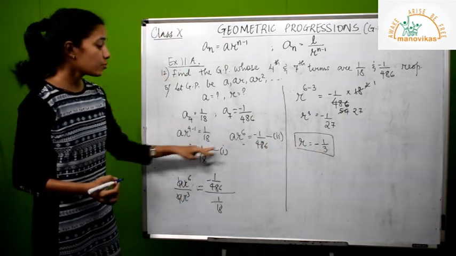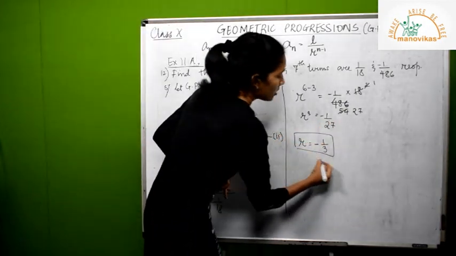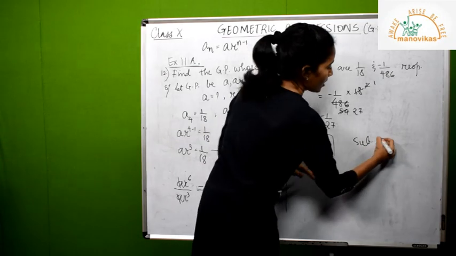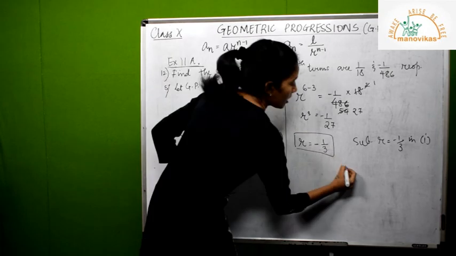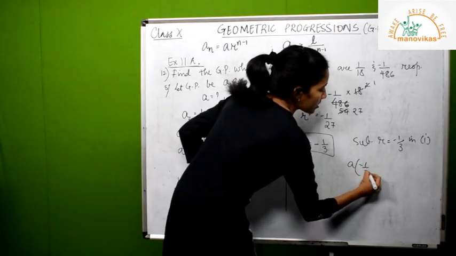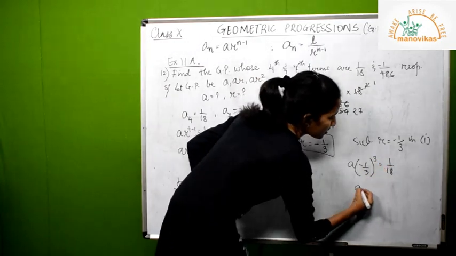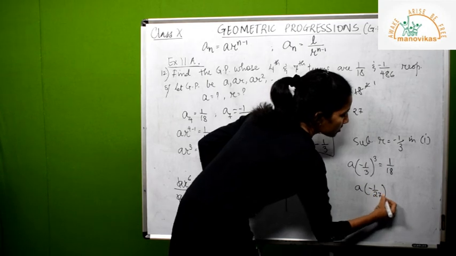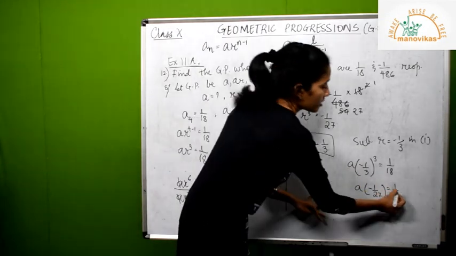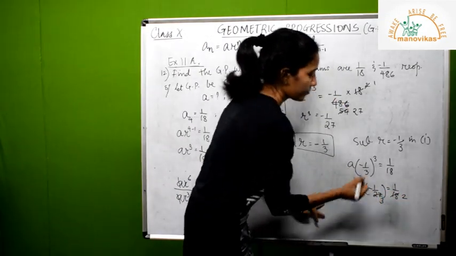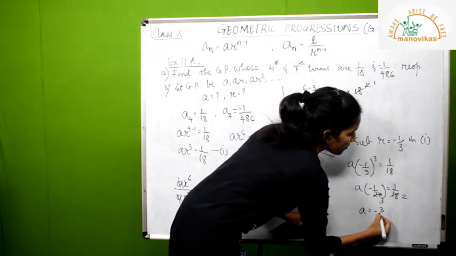Substituting this value in any one of these equations, I will be substituting in equation 1. So substituting r equal to negative 1 upon 3 in 1, I get a times negative 1 upon 3 the whole cube equal to 1 upon 18, which is negative 1 upon 27 times a is equal to 1 upon 18. So here you can cancel the denominators, 9, 2, 3. Therefore, a will be equal to, cross multiplying it, negative 3 by 2.